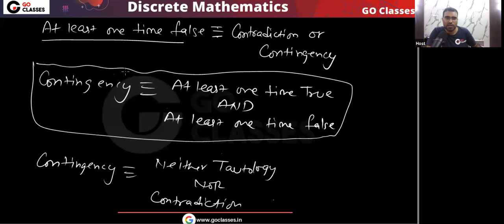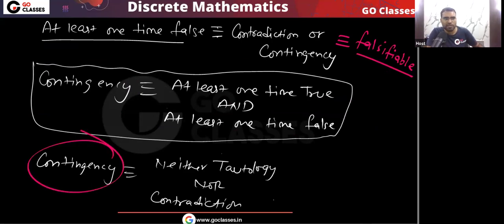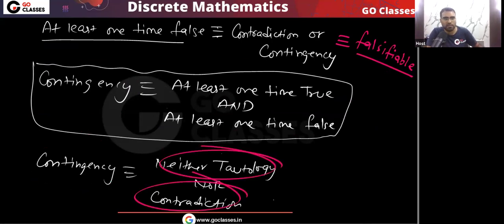All these points we have seen. Contingency means at least one time true and at least one time false. At least one time false, that is falsifiable. Yes or no? Contingency means neither tautology nor contradiction. These are the definitions. Please tell me, all the definitions, are they clear? Let me know.